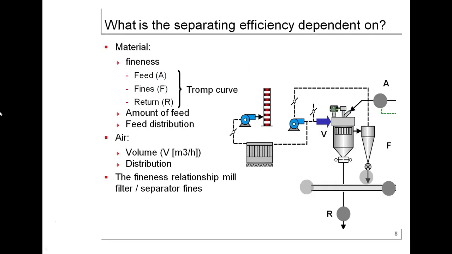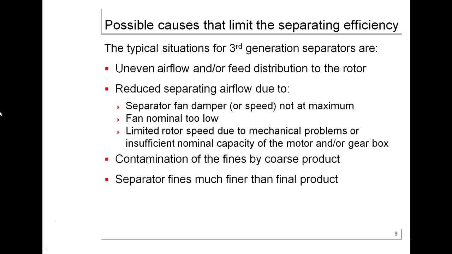Separating efficiency depends on material fineness, amount of feed, feed distribution, air volume and distribution, then the fineness relationship will filter. Possible causes that limit the separating efficiency: the typical situations of third generation separators are uneven airflow and/or feed distribution to the floater.